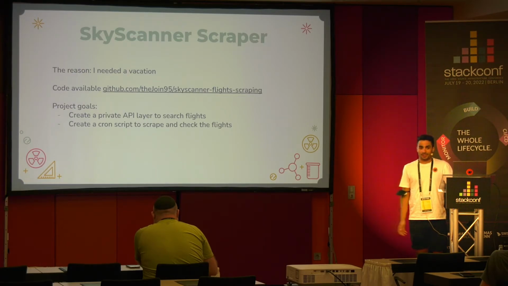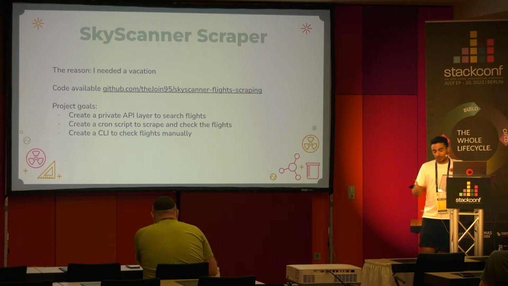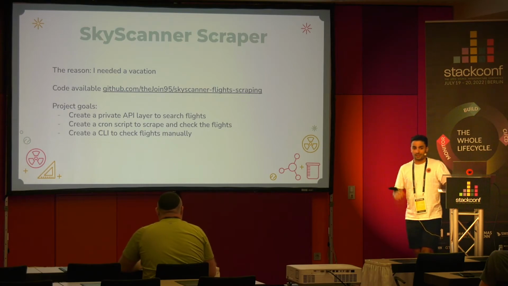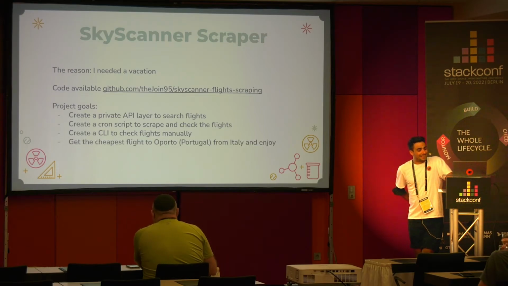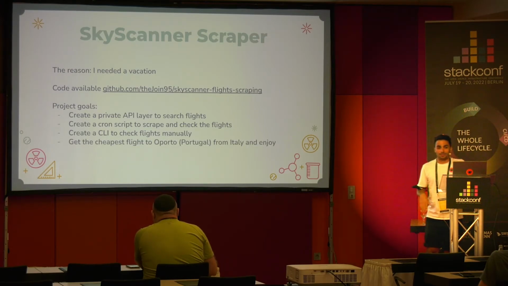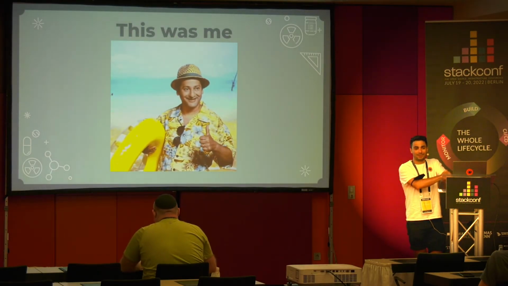Create a cron script just to verify the flights that were applicable to me to take my flight and go to Portugal. And of course, I also did the CLI to check flights manually while I was working in a boring environment. And finally, get the cheapest flight to Porto, that is in Portugal. And so that was me, after everything was working fine.